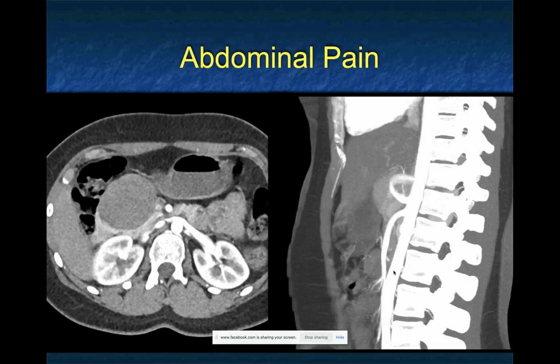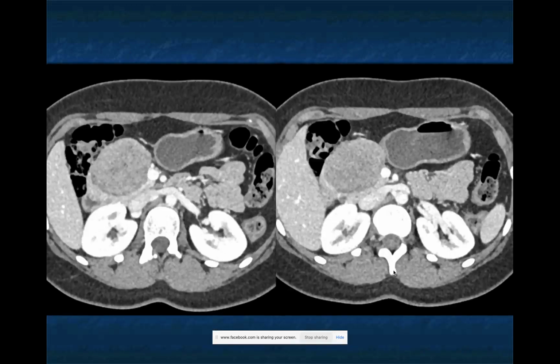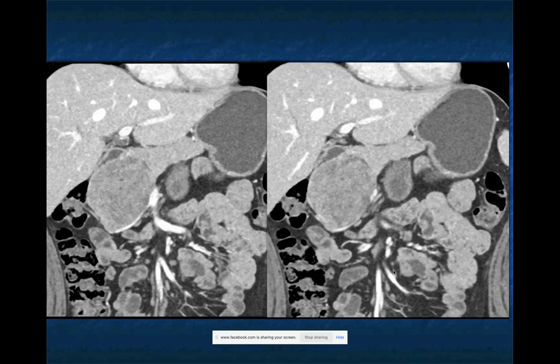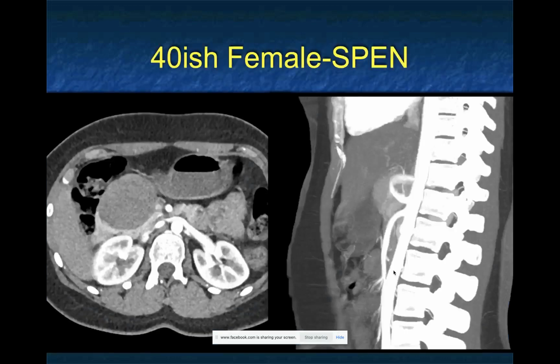Another case. Now there's a mass in the head of the pancreas. It's not cystic, it's low density and homogeneous, and it's solid. It has some enhancement. Well, what could we be dealing with here? If I told you the patient was 40, you could say mucinous cystic neoplasm and you'd worry about it. If I told you the patient was 17, you would say, aha, it's a SPEN. Interestingly, this patient was 40.